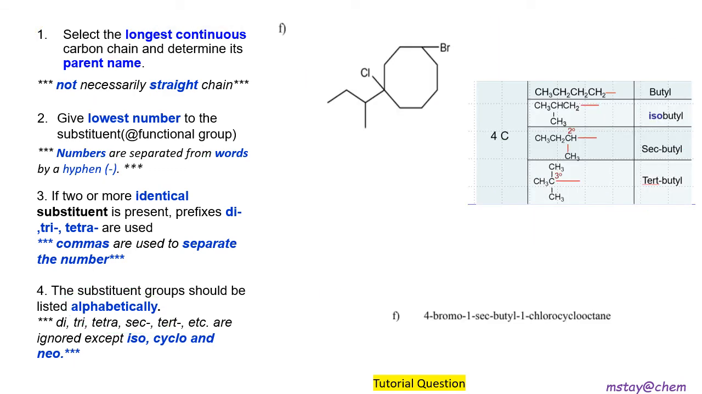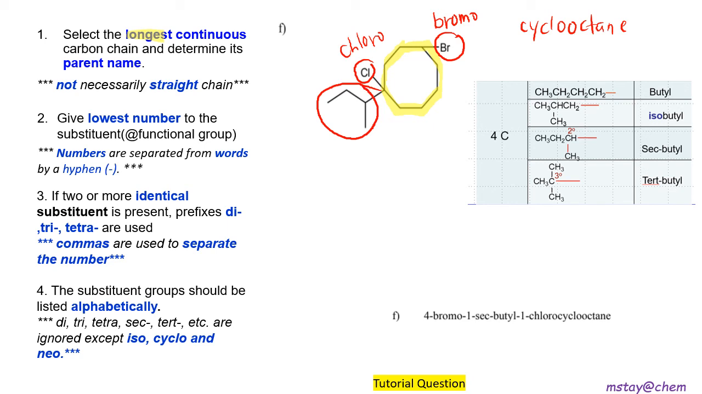Okay, last naming question that we are going to discuss. So when we look at the shape, here we have 1, 2, 3, 4, 5, 6, 7, 8. So this one is the parent, which consists of the longest carbon chain, 8 carbons. So the parent is cyclooctane. Okay, then we have the substituents. This one is bromo, and this is chloro, and then this is another substituent, which consists of 1, 2, 3, and 4 carbons.